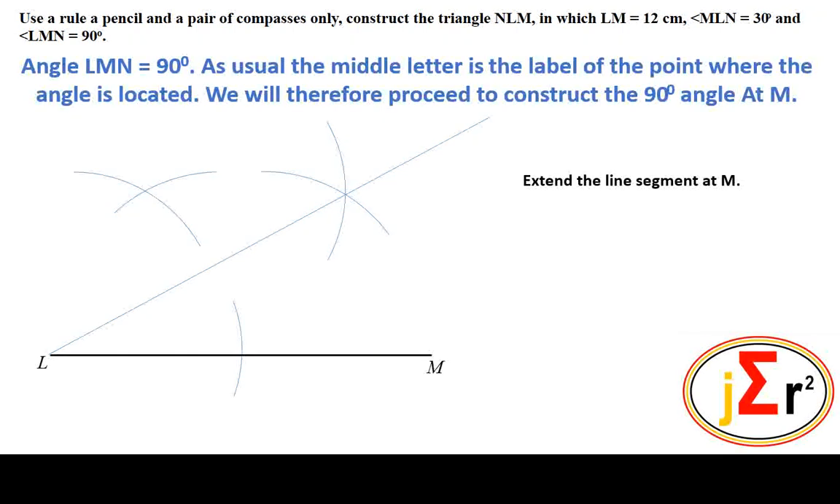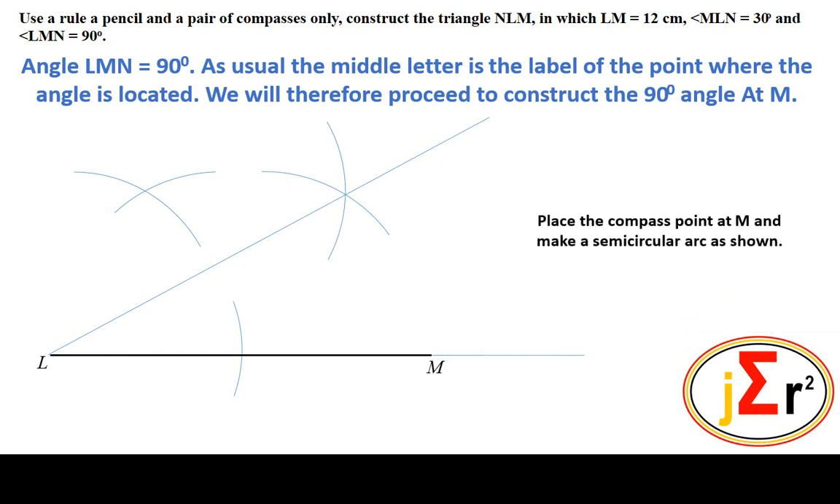First, we will begin the construct by extending the line segment at M. So there we have M. Extend that line segment. Very nice. What do we do next? Place the compass point at M and make a semicircular arc as shown. Well, it is not shown, but as will be shown.